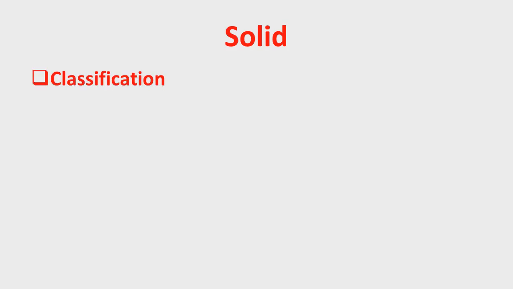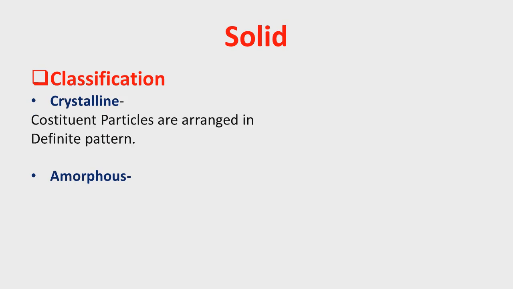Hello students, now we are going to talk about only solids. Solids are classified on the basis of arrangement of their constituent particles. One is crystalline solid and the other one is amorphous solid. Crystalline solids are those in which constituent particles, meaning atoms, ions or molecules, are arranged in a definite pattern or in a regular pattern, and then we call it a crystalline solid.